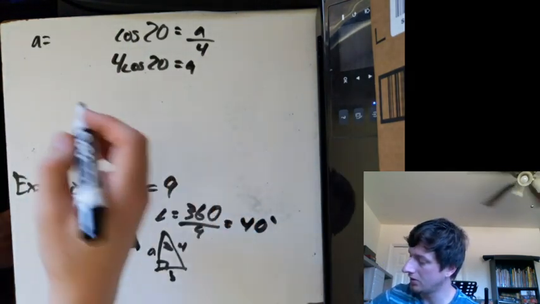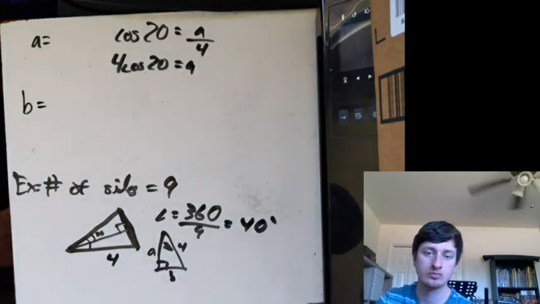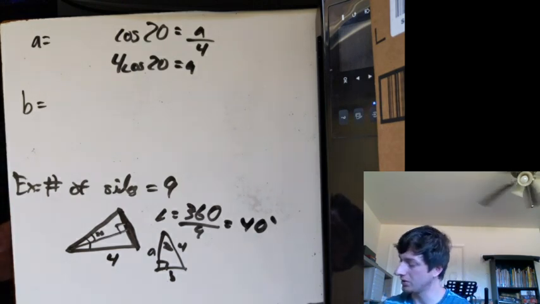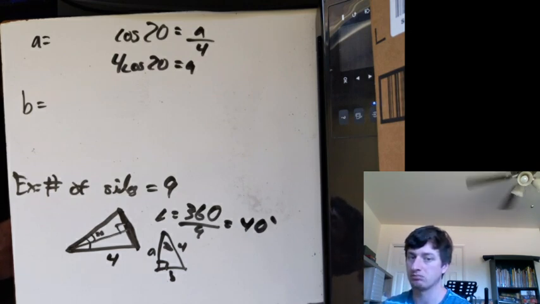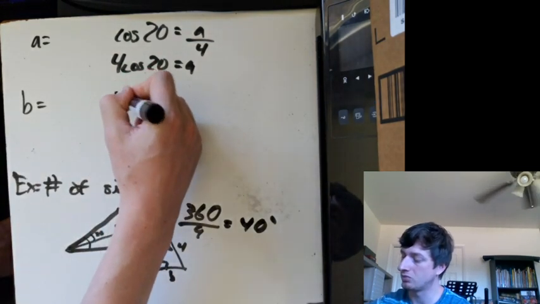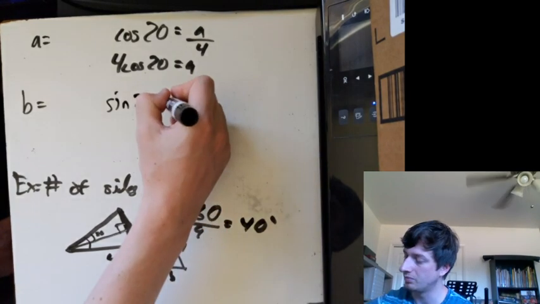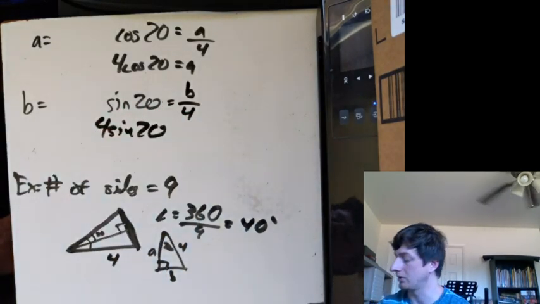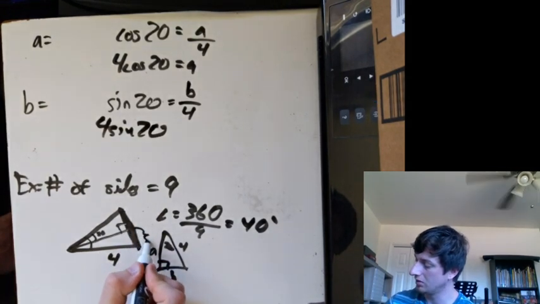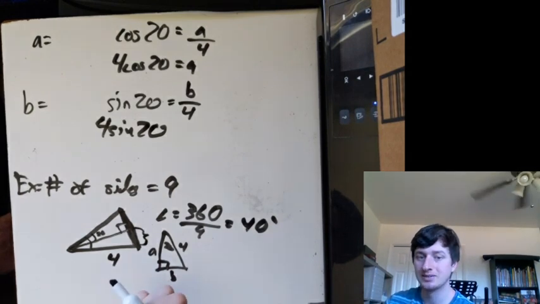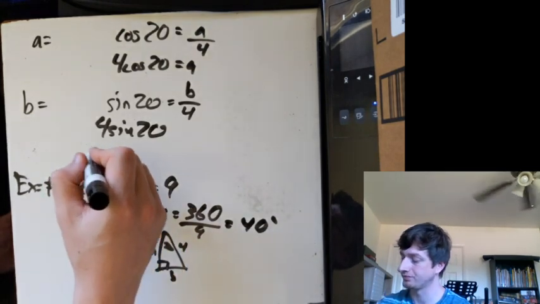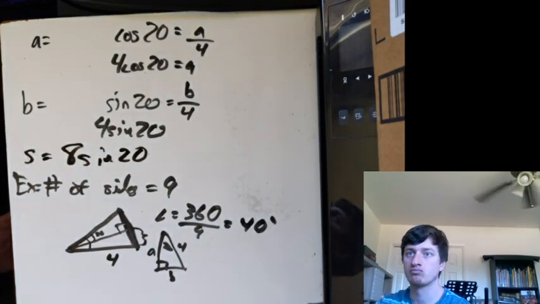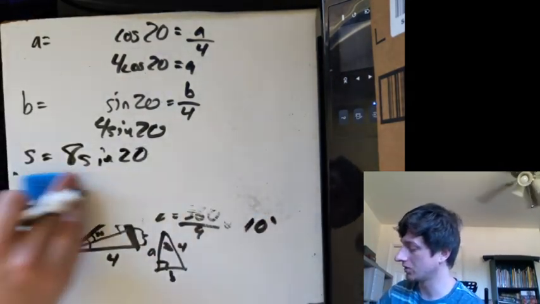Then we want to find the base of the triangle. The base is going to be the sine of that. So sine of 20 is opposite over hypotenuse, so b over 4, 4 sine 20. And that is only half the length, right? Because that's this piece right here, and we want the whole thing. Really, it's going to be 8. So s from our formula is going to be 8 sine 20. Okay, and then we'll get this thing.